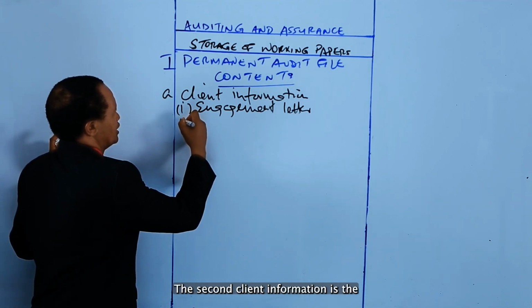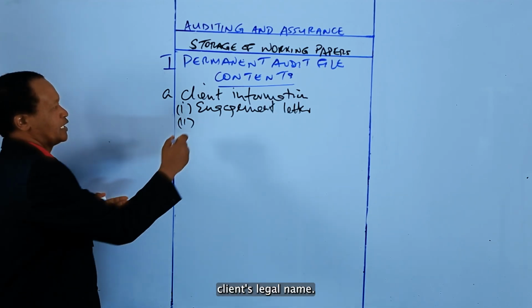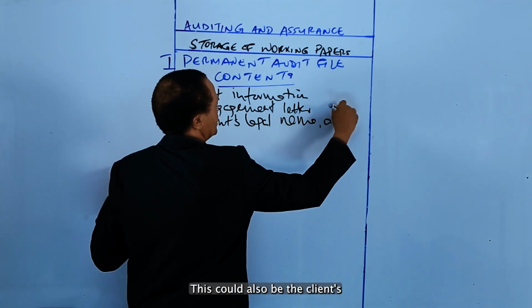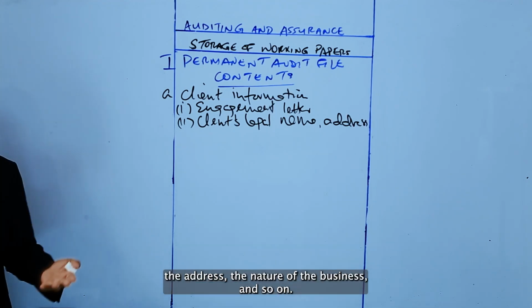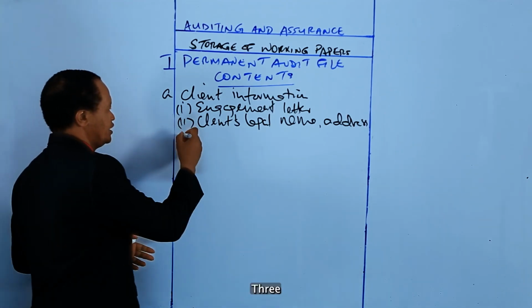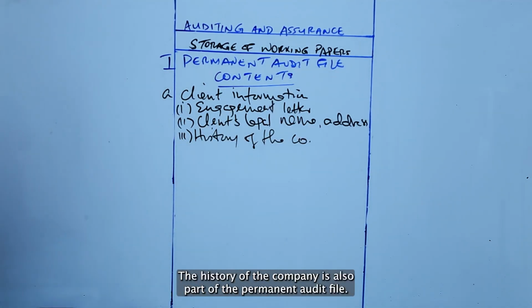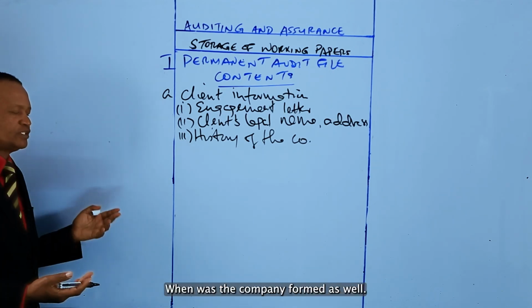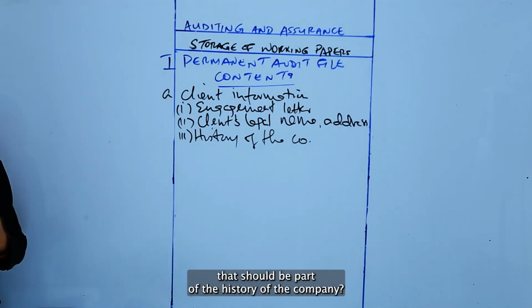The second client information is the client's legal name. This could also be the client's address, the location, the nature of the business, and so on. Third, history of the company. The history of the company is also part of the permanent audit file. That will cover the formation: when was the company formed? Are there any mergers, any acquisitions? That should be part of the history of the company.